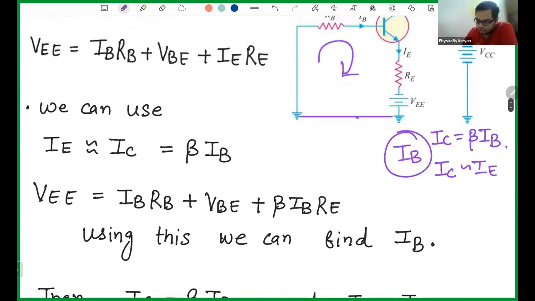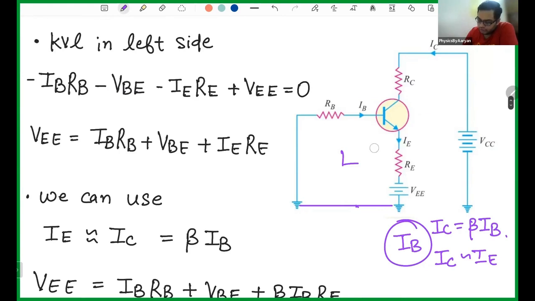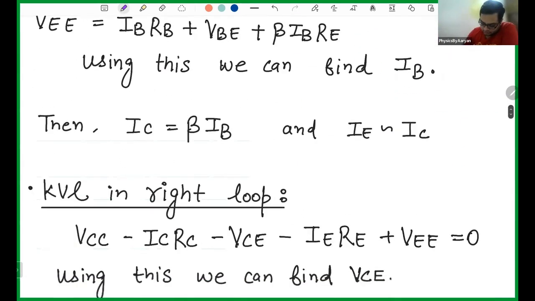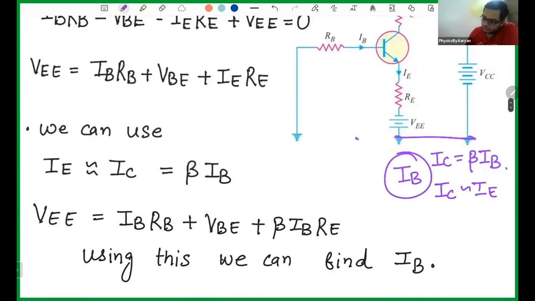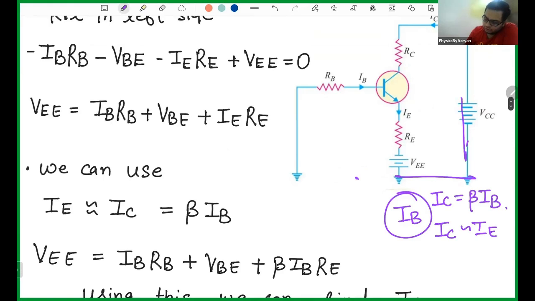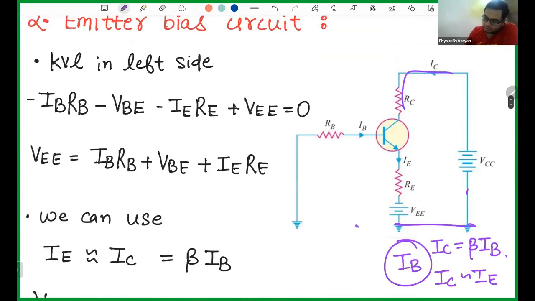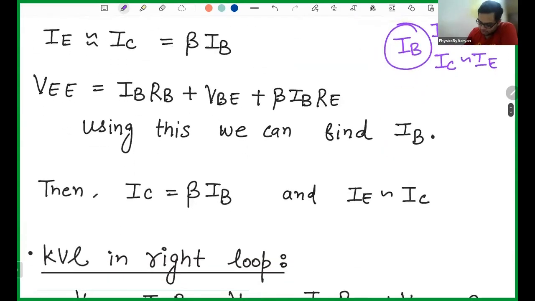Now I can even apply Kirchhoff voltage law again and write. I will start from here. This is again closed, because I'm starting from ground and coming back to ground. So I start from here. First I see the negative side, so I will add plus VCC. Then I'm going in the direction of current, so minus IC RC.